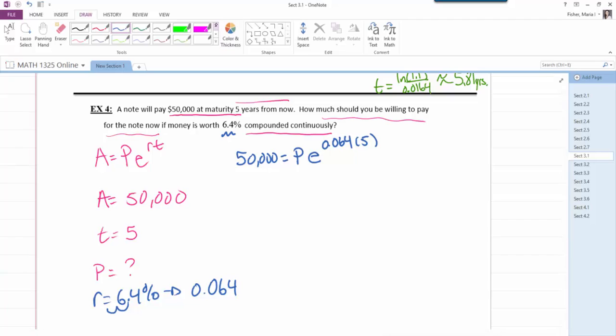This is not an exponential equation. Again, it's not an exponential equation because the variable does not lie in the exponent position. The variable is P and it's not an exponent. So what we need to do here is just solve for P. P is currently being multiplied by E raised to the 0.064 times 5. So in order to solve for P, we just need to divide both sides by E raised to the 0.064 times 5.